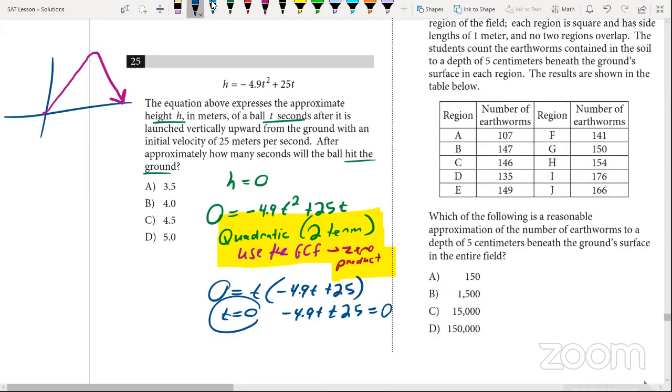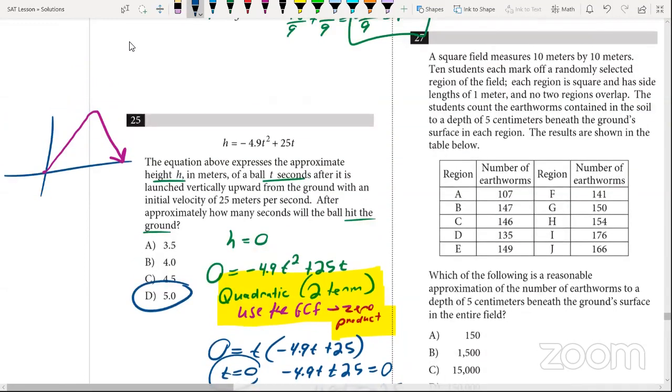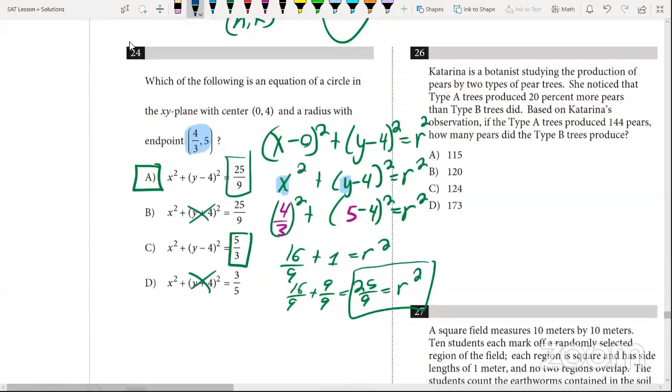So we can just solve the equation on the right. Negative 4.9t equals negative 25, and 25 divided by 4.9 is 5.1. So the answer for that side is 5.1. And the closest to that is D on number 25. Now we're going over to number 26.